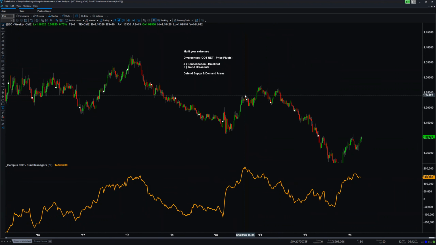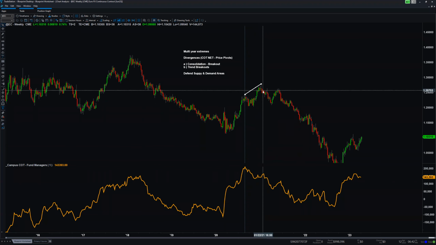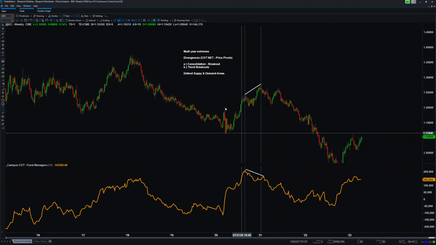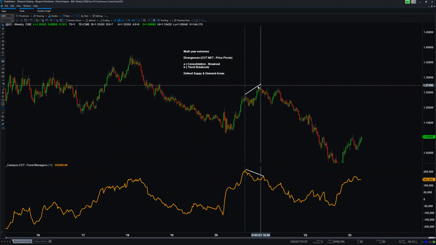And we may look to short this, right? Because of that reason, we may look to short this, predicting even the divergence and the consolidation breakouts here, which has not yet happened. However, that's more difficult. Nonetheless, we may have gotten a little bit of a decline here, but price moved higher. So that's again an interesting scenario. We're at a multi-year extreme and we're getting a divergence between the COT net and the price chart.